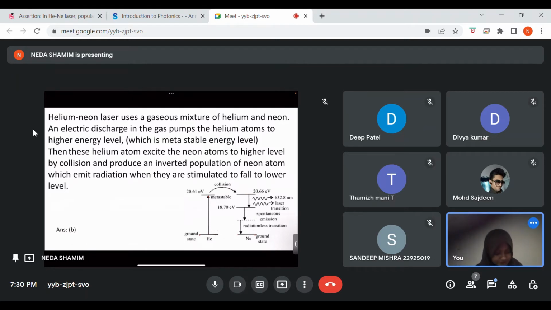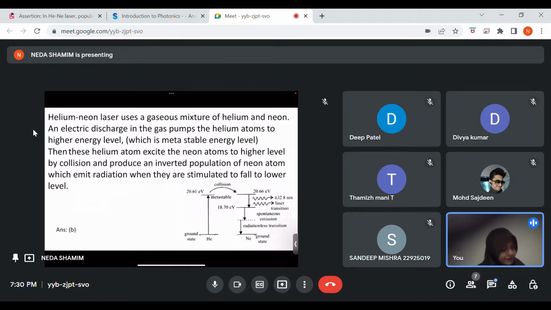That's quite true. So we pass an electric discharge, pump the helium atom to the higher energy state. Then what happens? There are neon atoms also inside that glass tube. The helium atoms in the excited state have a lot of energy, so they will collide with the neon atoms that are in the ground state. Now it will send the neon atoms to the higher energy state, that is the excited state, and this will produce the population inversion.